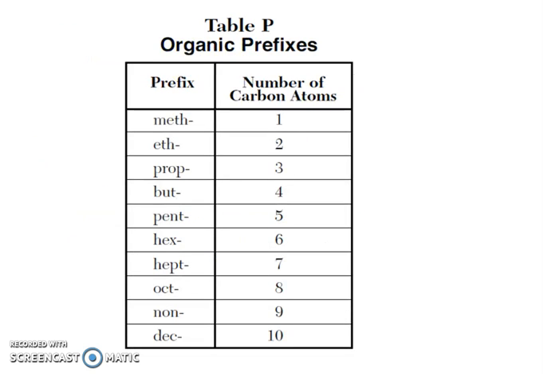Table P of your reference table lists the organic prefixes that are going to be used based on the number of carbon atoms. So if there's one carbon atom, the prefix used is meth. 2 is eth, 3 is prop, 4 is but, 5 is pent, 6 is hex, 7 is hept, 8 is oct, 9 is non, and 10 is dec. So some of these are the same as the prefixes we use for just normal covalent compounds, but again, these are specifically based on the number of carbon atoms present in the molecule.